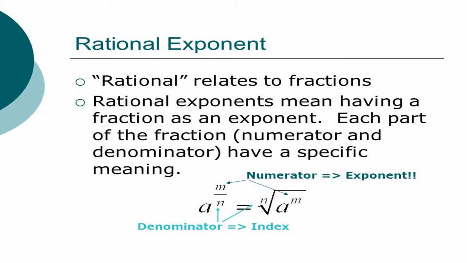Let's define first what is rational exponent. By the way, what is rational? It always relates to fraction, meaning rational is a fraction. Then, rational exponents mean having a fraction as an exponent. Each part of the fraction, the numerator and the denominator, have a specific meaning. So in this case, the numerator is the exponent of the radicand. The denominator is our index.